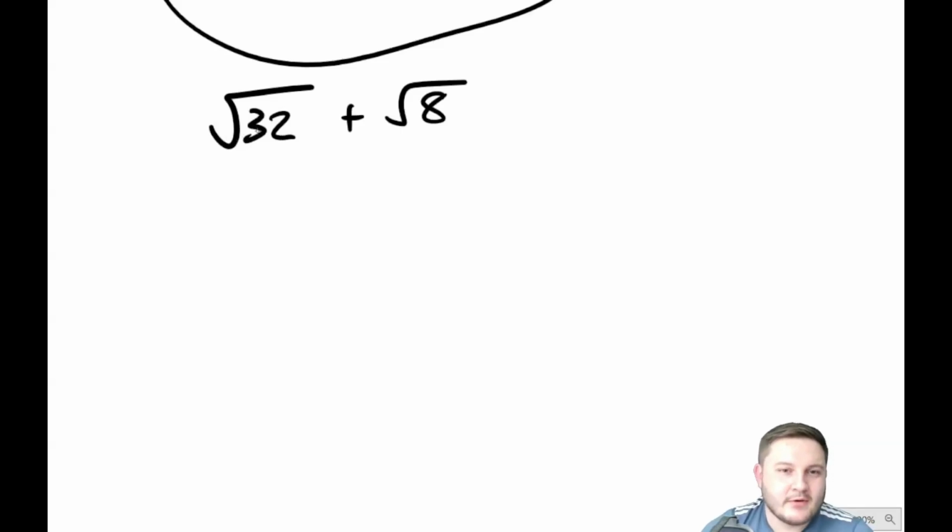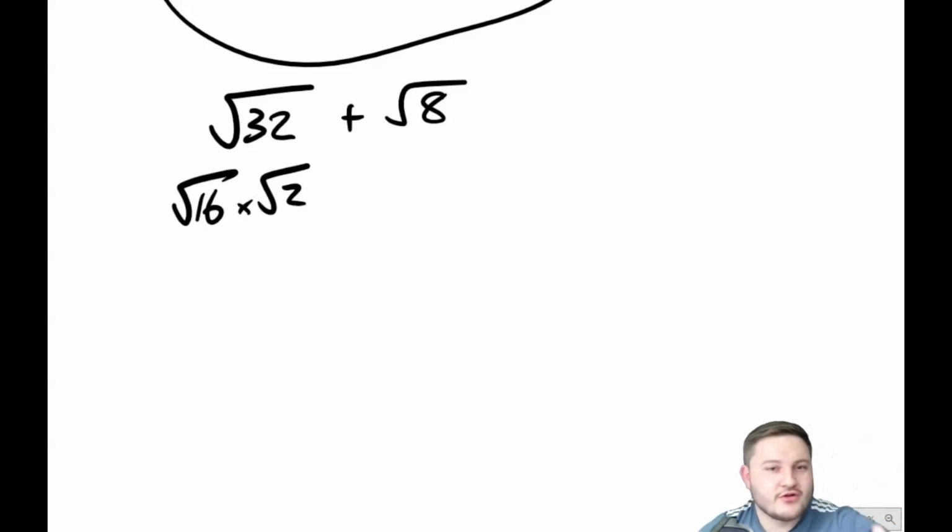So for example, the square root of 32 is the square root of 16 times the square root of 2. Now I know this is the right one. Obviously you could list them all out. So you could do the square root of 1 times square root of 32, square root of 2 times square root of 16, square root of 4 times square root of 8. You could list them all out, absolutely. But through experience, you kind of just get a very quick knowledge of which one's the right one.